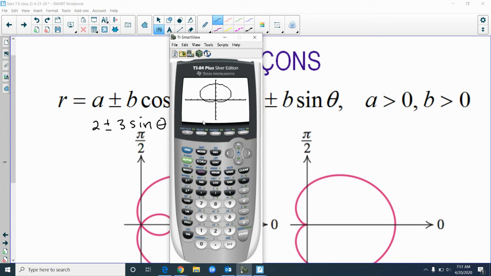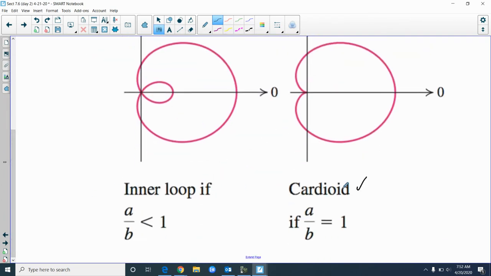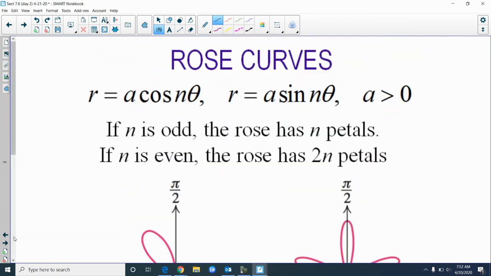And now for cosine, it was to the right. This time it's straight up and down with the sine. And if I make it minus, what in the heck happens here? So you get all kinds of different things. Now it's still vertical, but opened up further down in that case. So those are called limaçons. And of those, you got the inner loop and you got the cardioid.